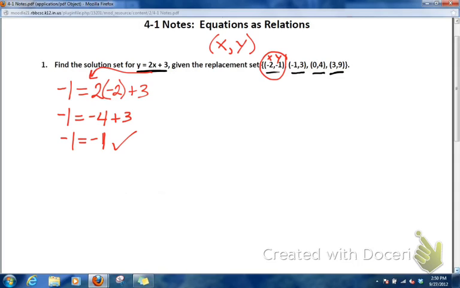In the second ordered pair, my y is 3, so I'll say 3 equals 2 times x, and our x in this case is -1, so 2 times -1 plus that 3 that was in the original equation, and we solve. 3 equals 2 times -1 is -2 plus 3.